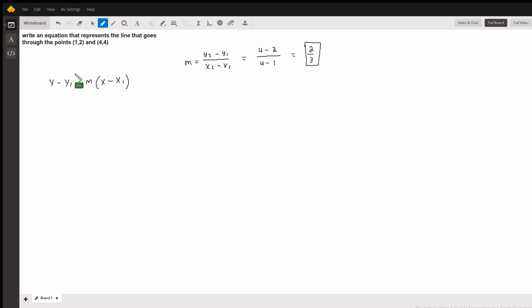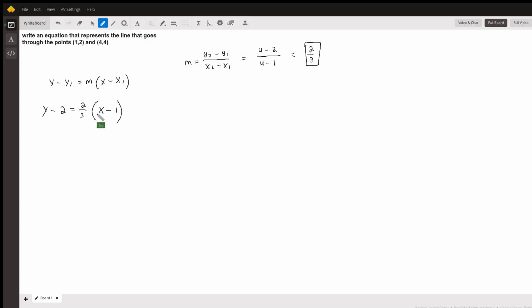So if we substitute this in, if we're going to use our first point, it's going to be y minus y1, which is y minus 2. If we were going to use the point (4, 4), it would be y minus 4. So we're going to use the point (1, 2), so it's going to be y minus 2 equals m, which is our slope, which we already identified as 2/3. So we have 2/3 times x minus x1, or x minus 1.